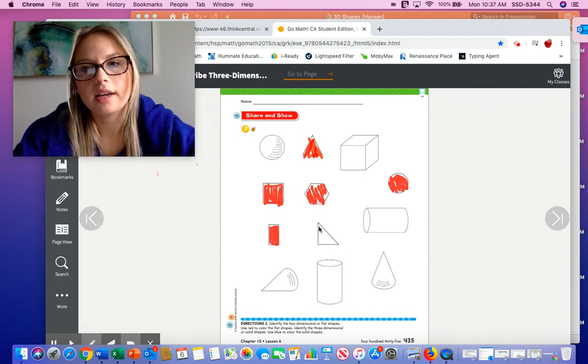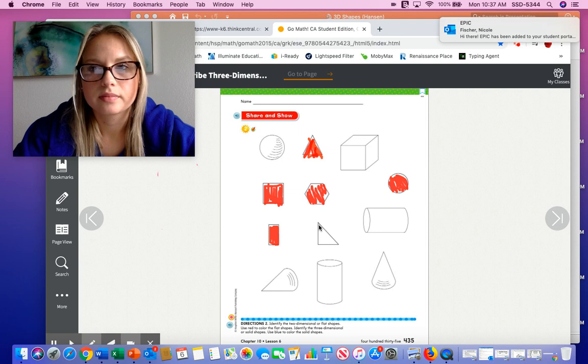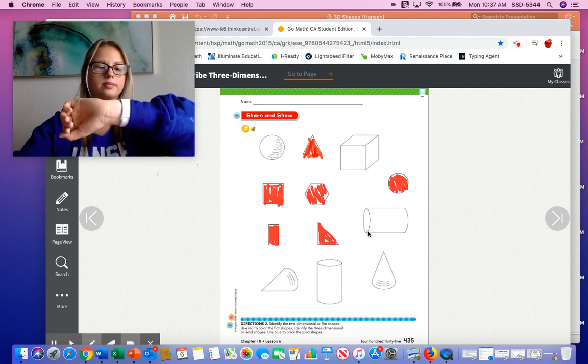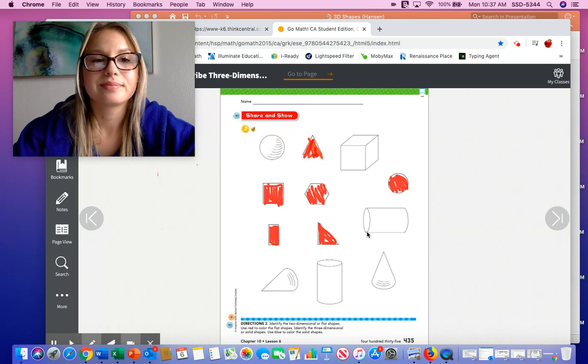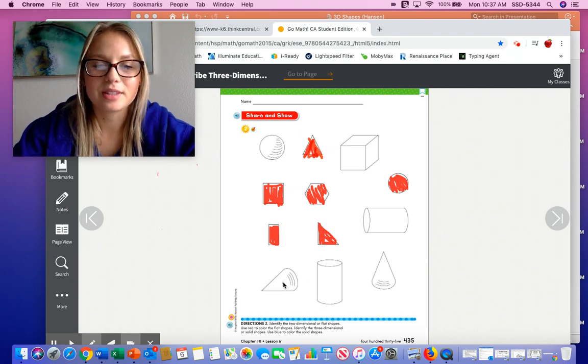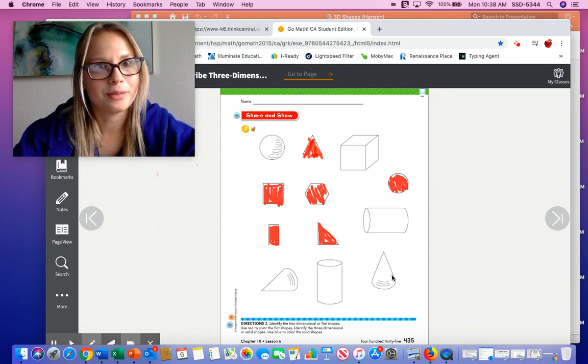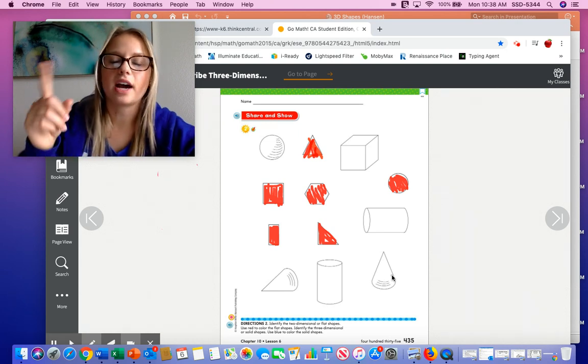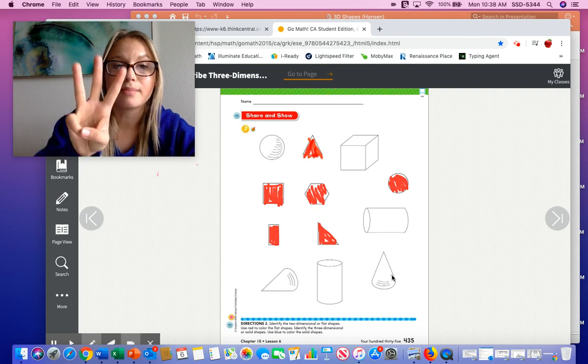What about a triangle? Yes, a triangle is a 2D shape. What about this cylinder? No, that's 3D. What about a cone? No, that's 3D. Okay, now we're going to identify or we're going to find the three-dimensional shapes.